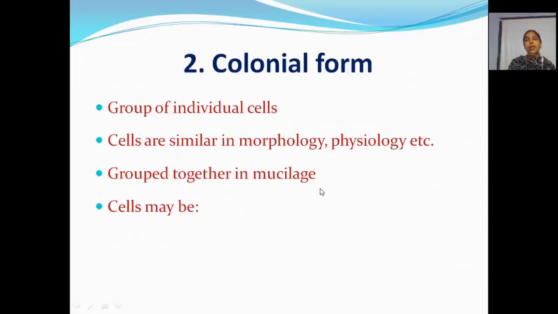Okay. Then next is the colonial form. You know what a colony is? Many people grouped together is known as a colony. Here, colony means they perform every work together. The number of cells in a colony may vary, but all the cells are similar in morphology, meaning external structure, and function. All cells are similar in a colony, and they are a group of individual cells.